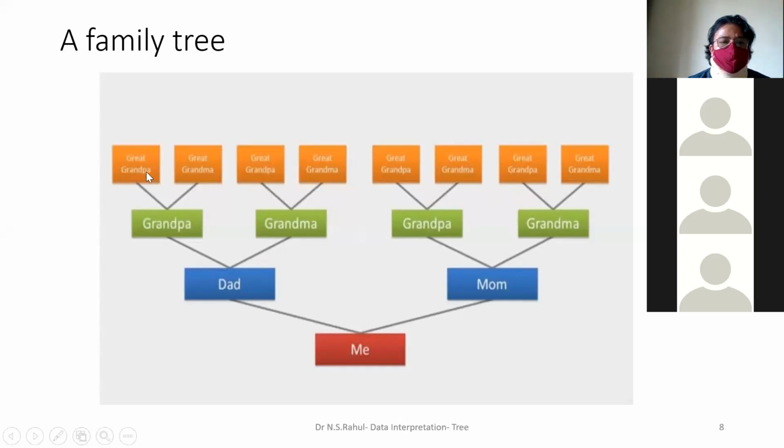Instead of within brackets, you can give the names also if you know. I don't think you know the names of your great grandpa and great grandma, right? I too don't know. Does anybody know the names of great grandpa and great grandma? No, sir, most of us don't know. We know only up to grandfather. Mother's father and mother, father's father and mother, we know. Who was the father of our grandfather, we don't know.